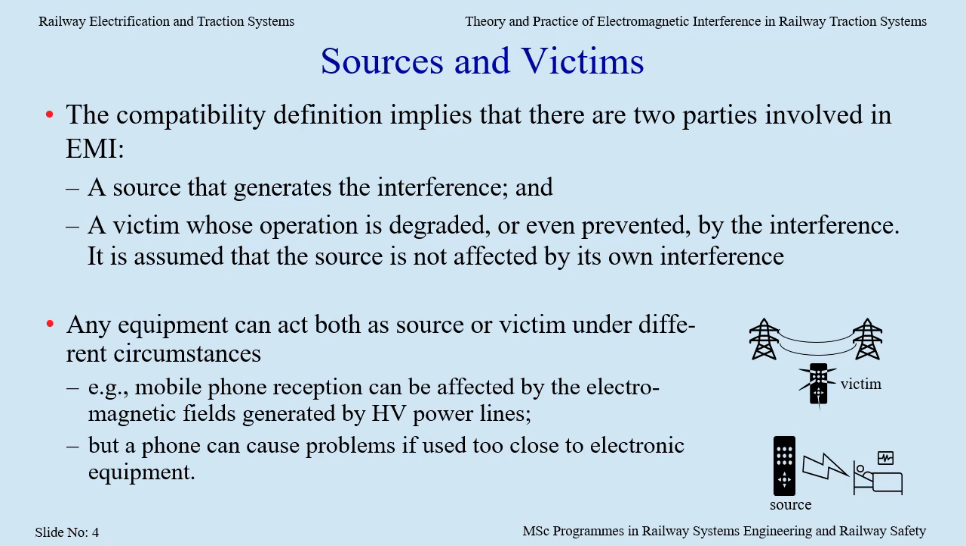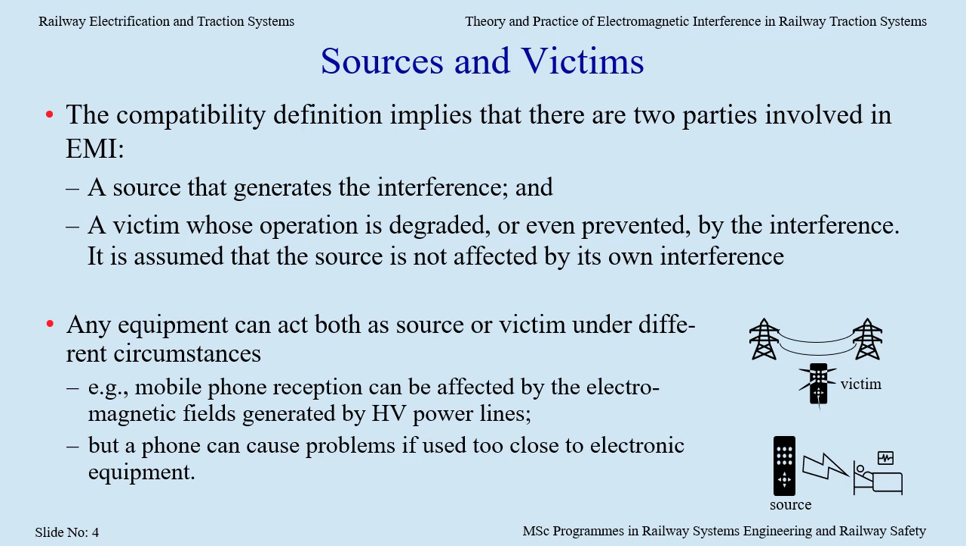So, sources and victims. The compatibility definition implies that there are two parties involved in EMI. There's a source that generates the interference and a victim whose operation is degraded or even perhaps prevented by the interference. It is generally assumed that the source is not affected by its own interference, although this is not always the case in terms of badly designed equipment.